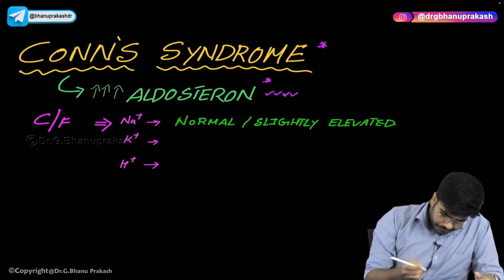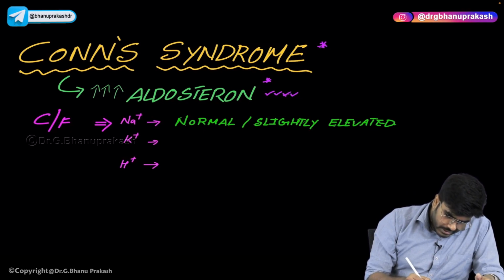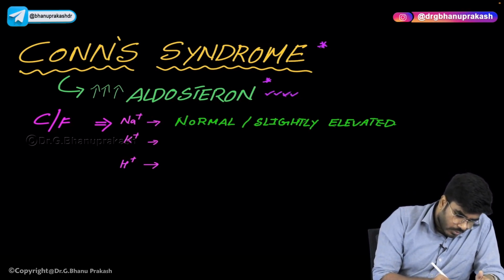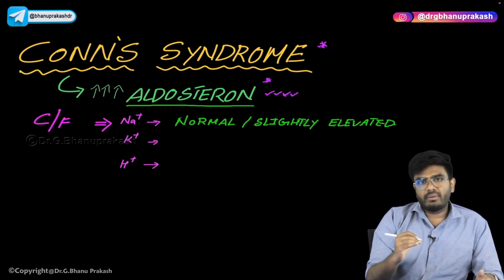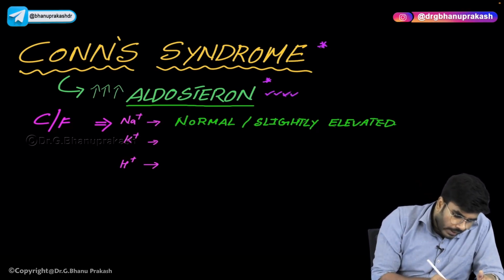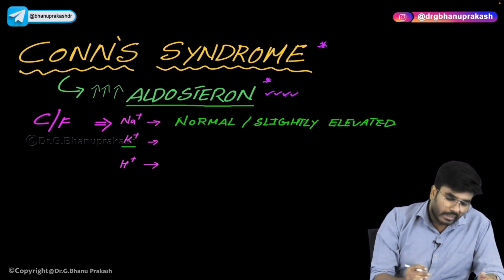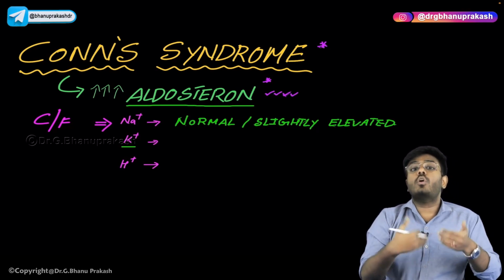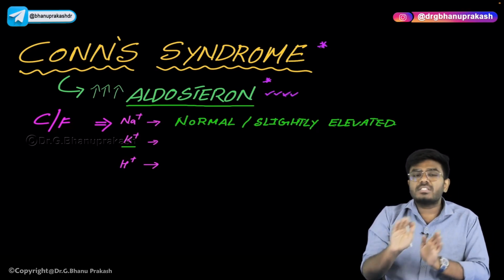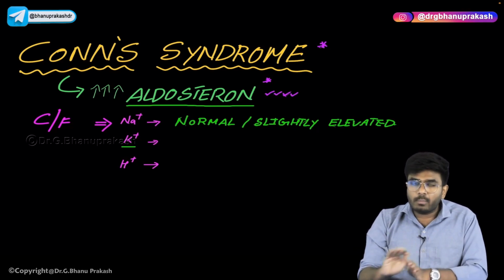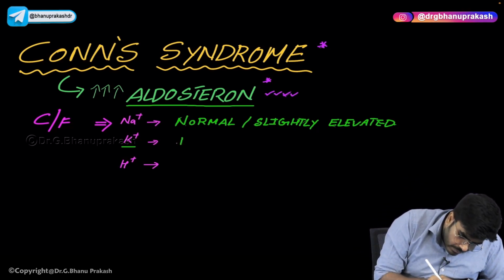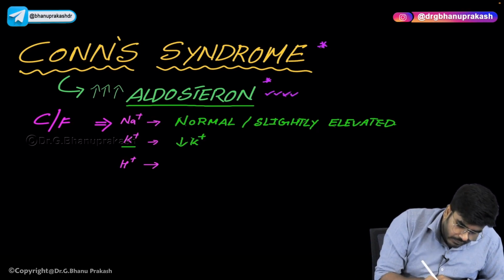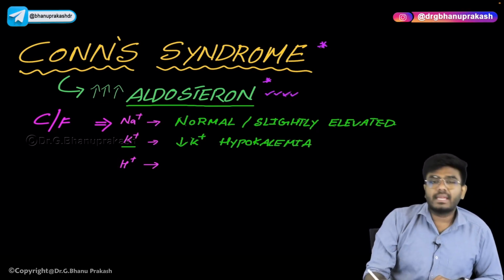Now, let's come back to our normal discussion. What happens if there is so much aldosterone? Sodium levels will be slightly elevated or normal. What happened to potassium? Normally aldosterone throws the potassium out of the body. Whenever there is so much aldosterone, so much potassium is going to leave the body. So potassium levels in the body are going to be decreased. That will cause hypokalemia.